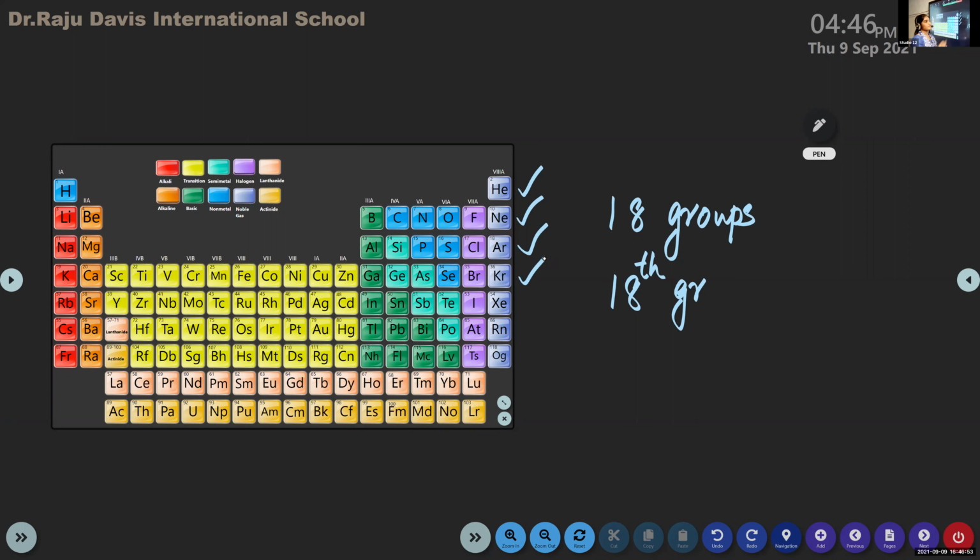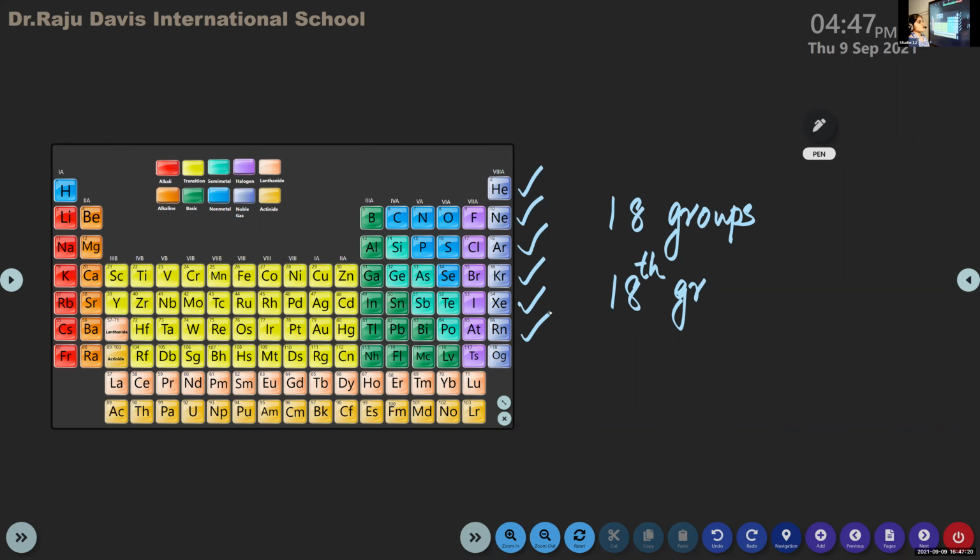You already know the first 20 elements. So first one, helium, that is He. Then neon, Ne. Then argon, Ar. Krypton, Kr. Then xenon, Xe. Then radon, Rn. So these are the elements that come under the 18th group, right? Helium, neon, argon, krypton, xenon, radon, etc.